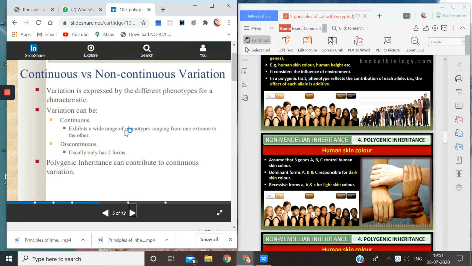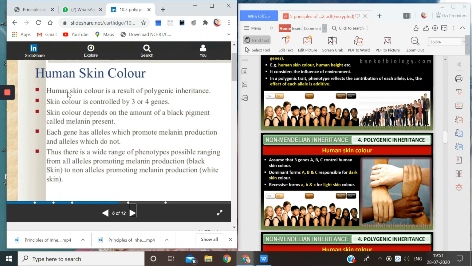So how do we get so many skin colors? Because there is a continuous range of colors, continuous variation. And from where did we get this continuous variation? We got it from polygenic inheritance. Okay. Now see, human skin color is a result of polygenic inheritance. Skin color is controlled by 3 or 4 genes. Skin color depends on the amount of black pigment called melanin present.